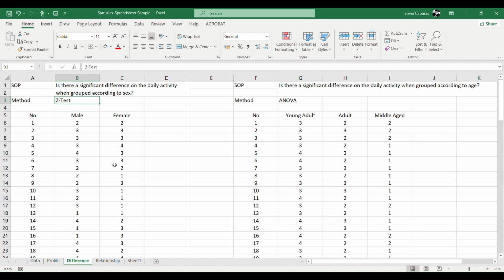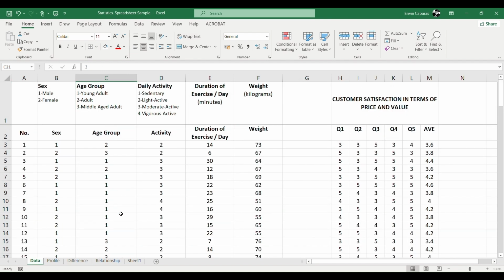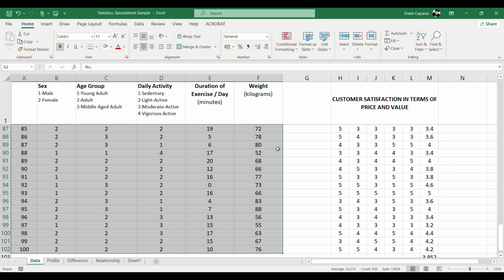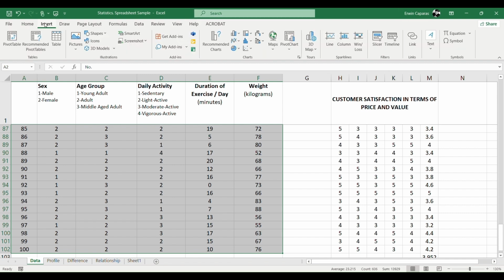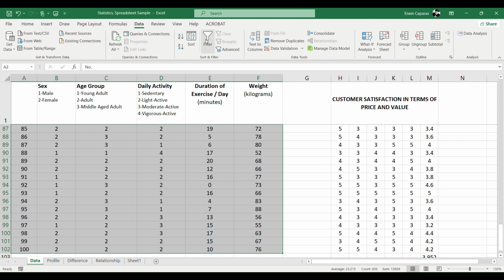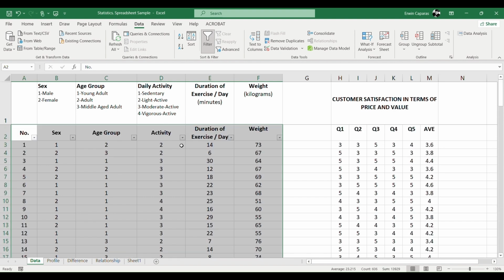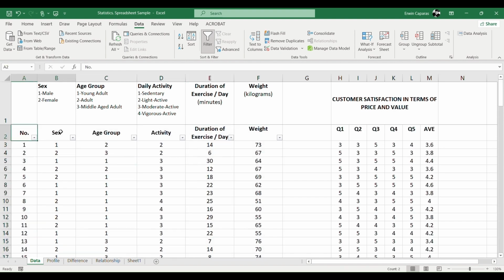Now, how do we extract the data from the raw data? How do we extract the answers of the male and the answers of the female? Going back to the data, we will be needing a filter. So we highlight the data up to the bottom, and then we click filter. So we have data, and then we click filter. It will create a filter at the top portion of our data.